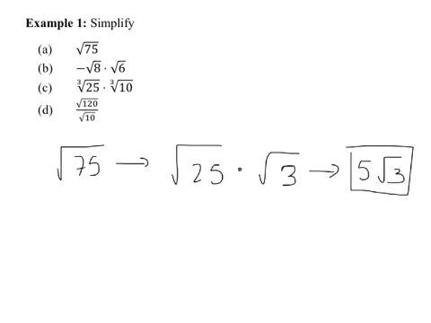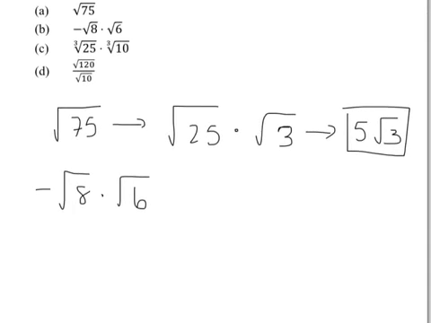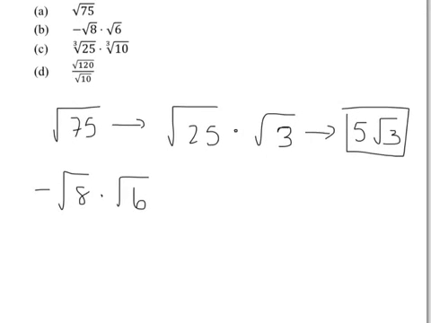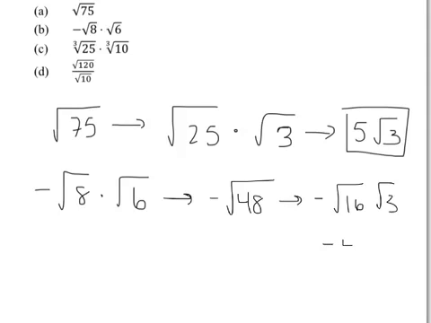For part B, we have negative radical 8 times radical 6. Now, there's more than one way to do this. You could start by trying to break these down first or multiply them first. If we multiply them, we get negative radical 48. But 48 could be broken into 16 times 3. It's tempting to use 12 and 4 to break it down. And I'll show in a moment that you get the same answer, but it's another step. So this final answer becomes negative 4 radical 3.